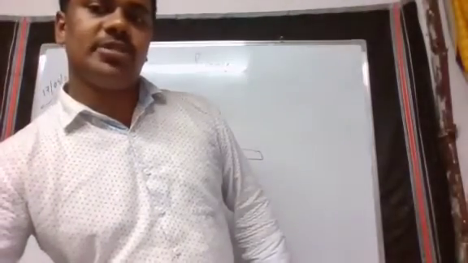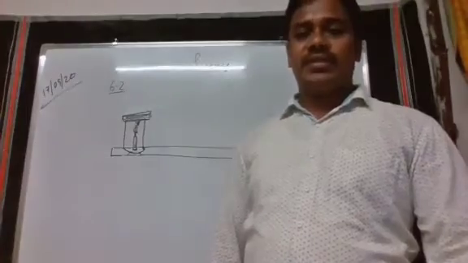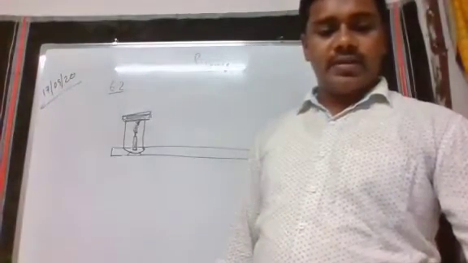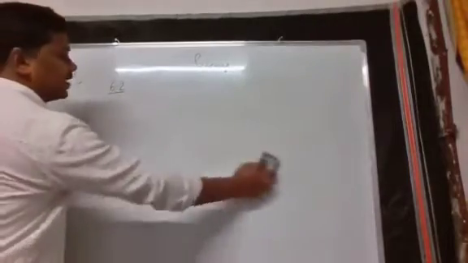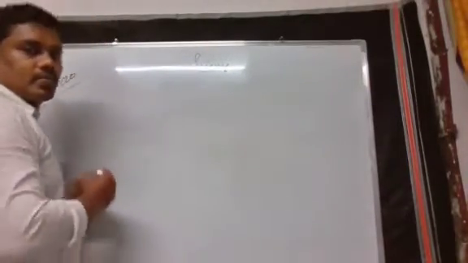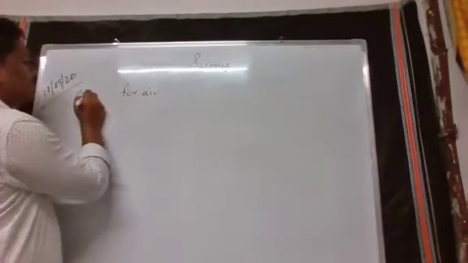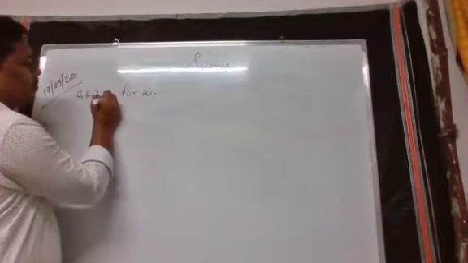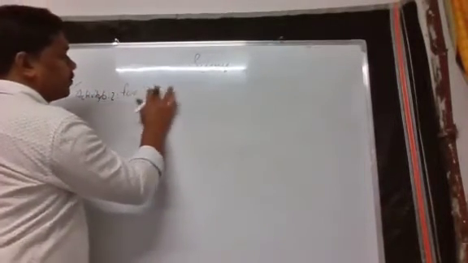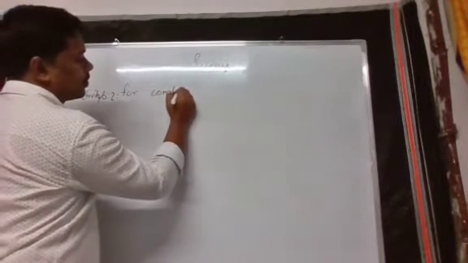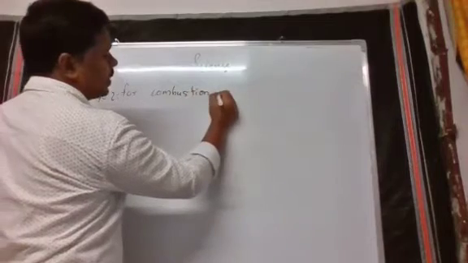So, what do we observe from this activity? From this we can get the following observation. From activity 6.2, we get: for combustion, air is necessary.